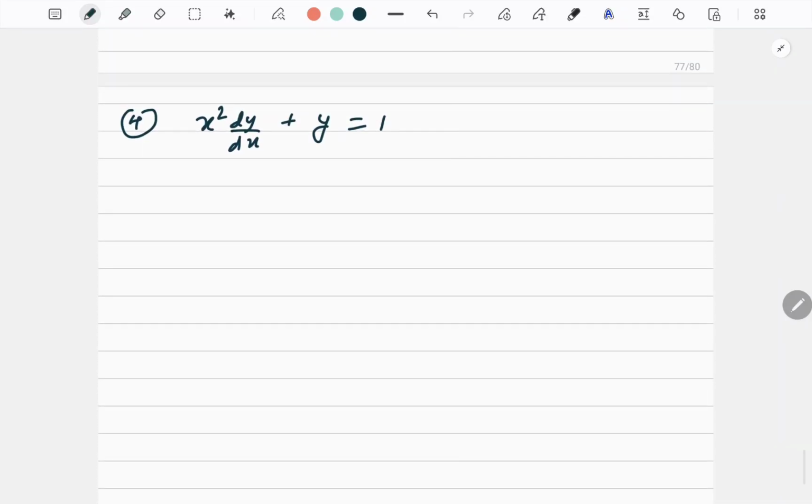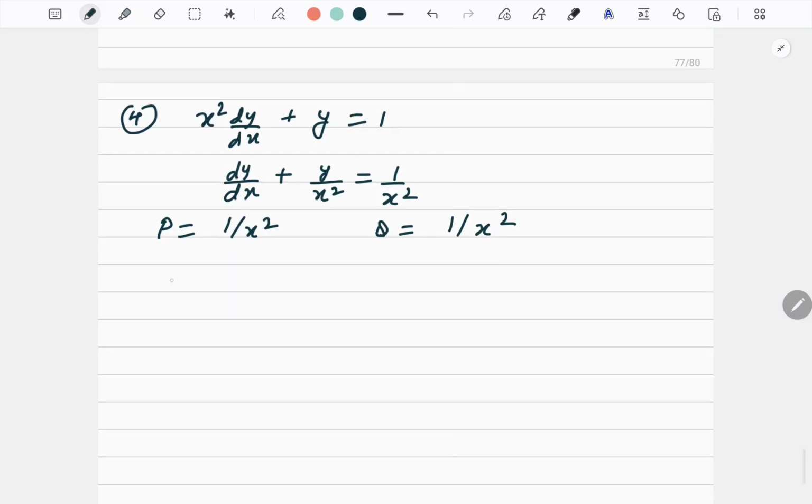Okay, again dy by dx is supposed to sit alone, and we don't like x square with it. So divide the whole equation by x square. So dy by dx plus y by x square is equal to 1 by x square. Right? Now what is p here? P is 1 by x square. Q is equal to 1 by x square. Right? So now what is the integrating factor?